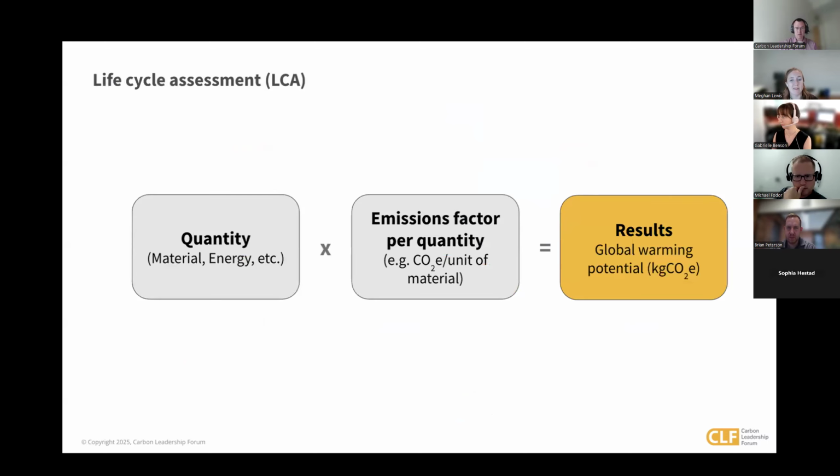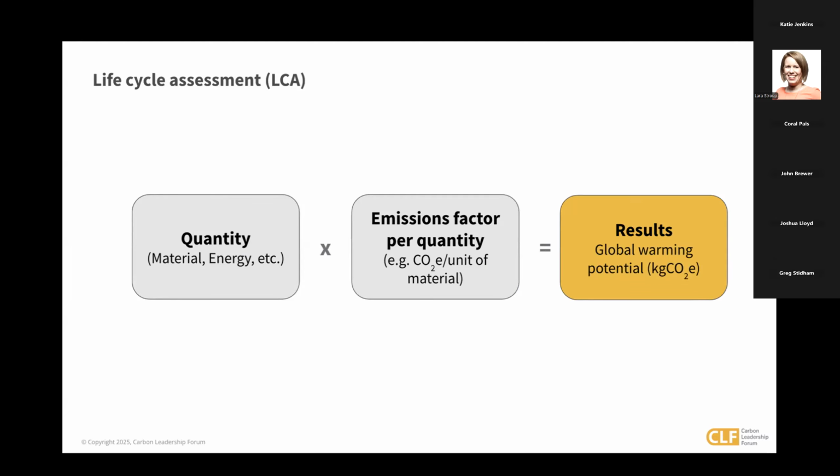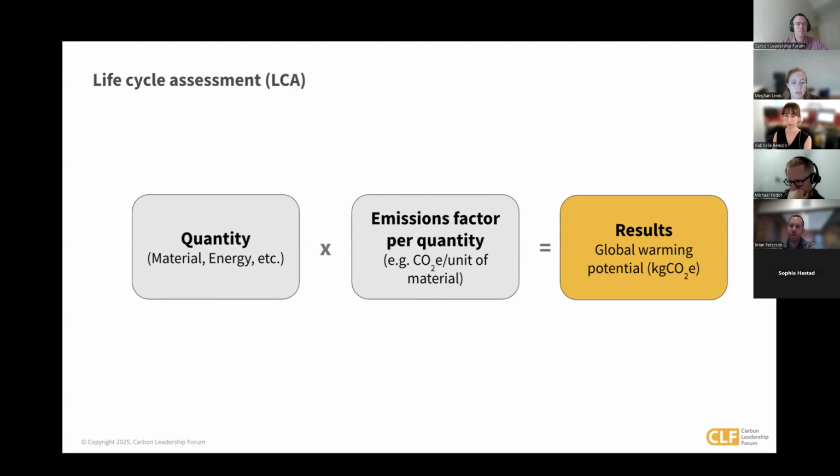Embodied carbon is measured using a method called life cycle assessment, or LCA. Generally speaking, LCA is relatively simple. You take quantities of materials, energy, and other inputs that go into creating a product or a project, and you multiply each of those by emissions factors for those quantities, resulting in an estimate of embodied carbon. Embodied carbon is reported using an impact category called global warming potential, or GWP, which is measured in units of kilograms of carbon dioxide equivalent. And GWP is just one of many environmental impacts that are measured by an LCA, but I'm going to focus on that one today because that's how we measure embodied carbon.